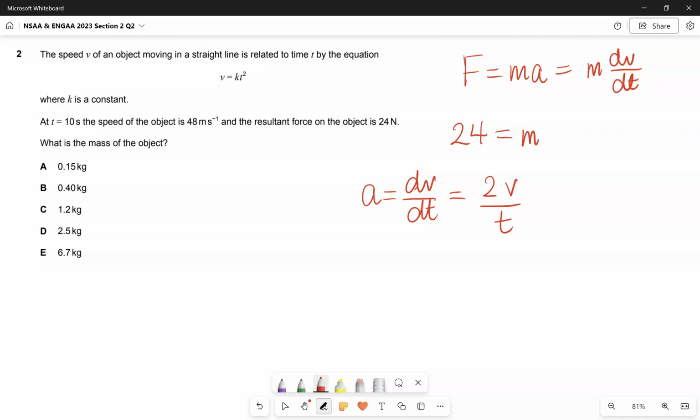So you might think, why would you do that when you could just find out k? And you're right, you could do that, but it's probably going to add more steps than we need. So this is more useful because they've told us the velocity and they've told us the time. So we know differentiating in this case multiplies by 2 and then divides by a factor of t. So we have the acceleration is 2 times v over t.